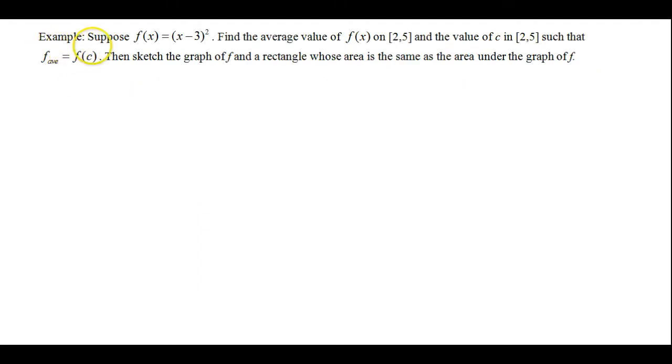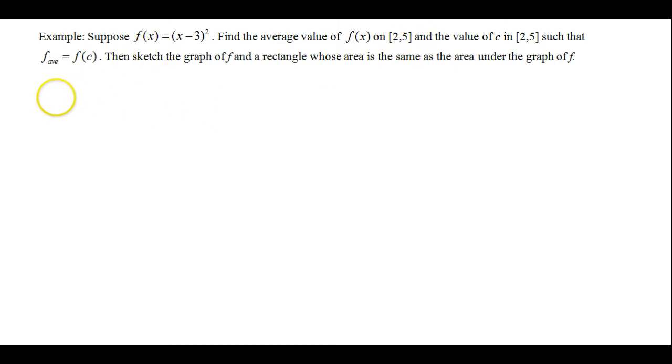Alright, let's look at another example. Suppose f of x equals x minus 3 squared. Find the average value of the function on the interval from 2 to 5, and then find the value of c in the interval from 2 to 5 such that the average value equals f of c. Then sketch the graph of f and a rectangle whose area is the same as the area under f. Alright, loaded question. So first, find the average value of the function on the interval from 2 to 5.